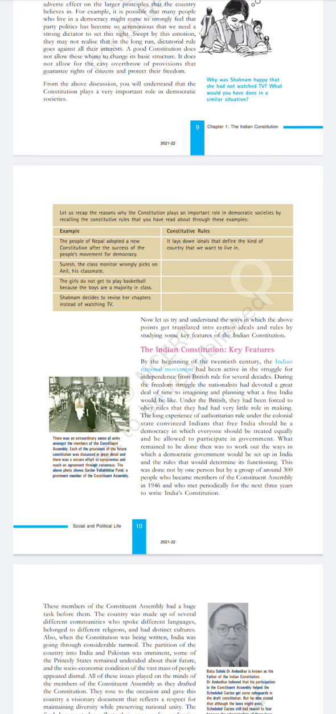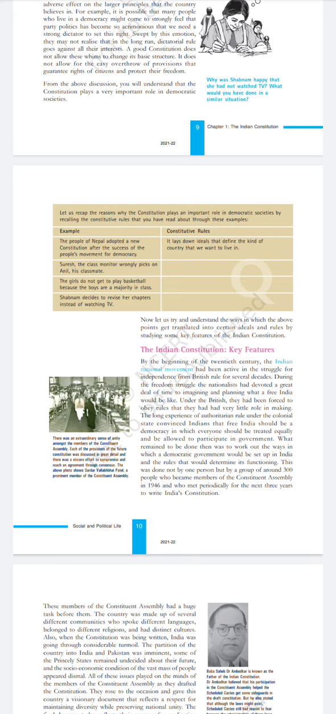Now let us try and understand the ways in which the above points get translated into certain ideals and rules by studying some key features of the Indian Constitution. Take a look at this image. There was an extraordinary sense of unity amongst the members of the Constituent Assembly. Each of the provisions of the future Constitution was discussed in great detail, and there was a sincere effort to compromise and reach an agreement through consensus. The above photo shows Sardar Vallabhbhai Patel, a prominent member of the Constituent Assembly. The Indian Constitution: key features.